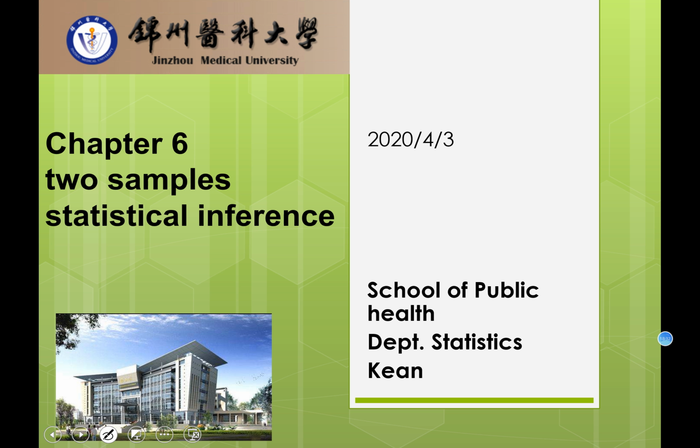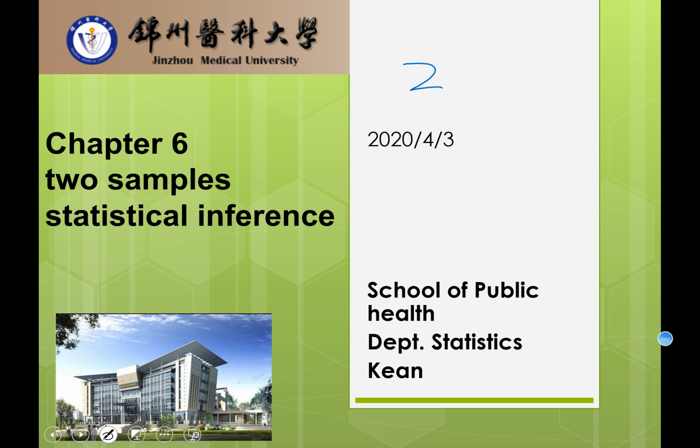And here is my question. How many sample sizes will be shown in the question? Let's think about it. Do you remember that we said that in one sample test, only one sample size will be shown in the question? So if this method is called two samples statistical inference, that means in the question there must be two sample sizes.